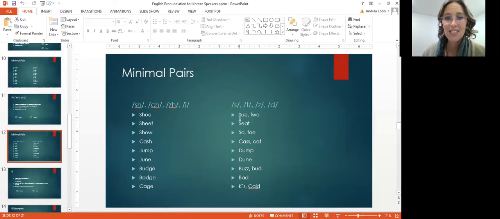Shoe, sue. Shoe, two. Sheet, seat. Show, so. Let's do the T. Show, toe. I think the S mistake here is much more common than the T mistake for Korean speakers. That's not true for everybody.